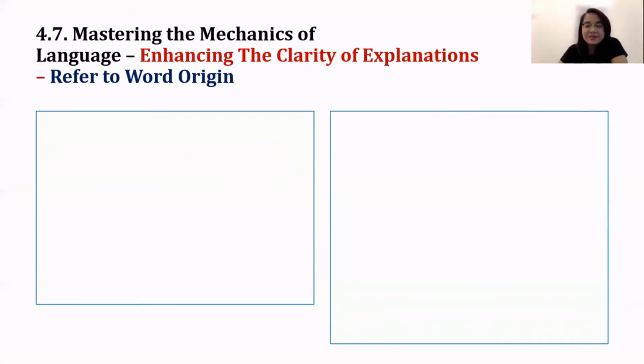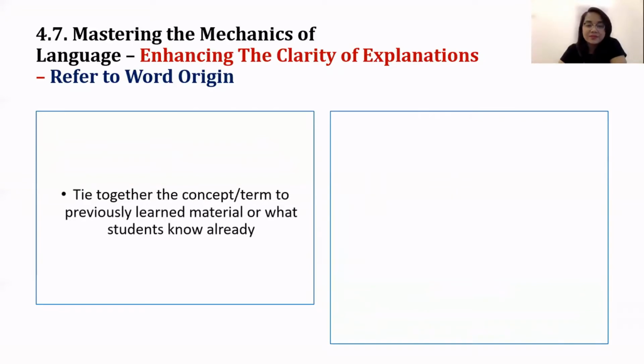All right, next one. Tie together the concept of the term to previously learned material or what students already know. Oh, it should be another heading, not refer to word origin. So we can enhance the clarity of explanation by tying together the concept of any terminology already learned in the previous meetings, in the previous lectures.